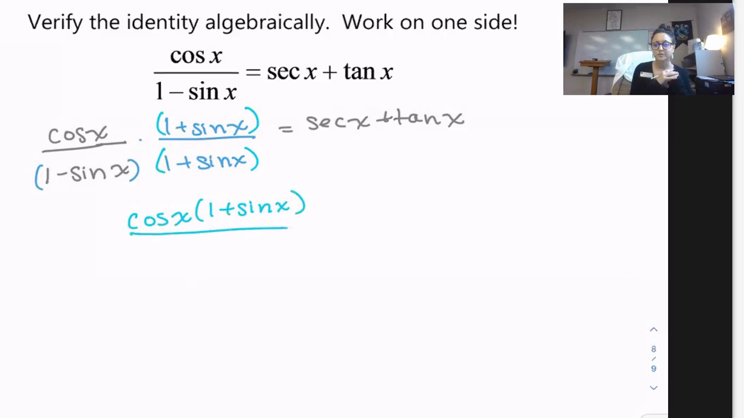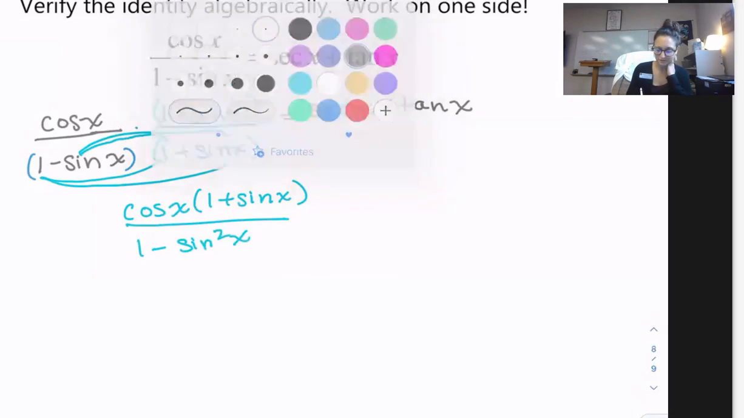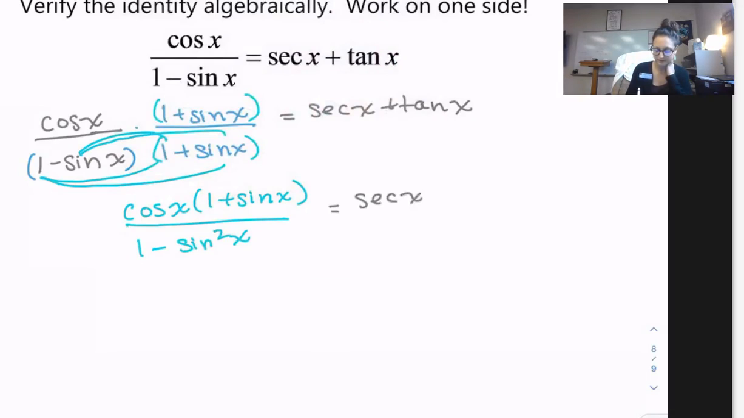But now, when you distribute your denominators, you're going to get 1 times 1, right? So that's going to be 1. But now notice I'm going to have sine x minus sine x, and those are going to go away, right? And that's the whole point of multiplying by the conjugate. Then you're also going to have negative sine squared x, okay? And again, I'm trying to get this to be secant of x plus tangent of x.